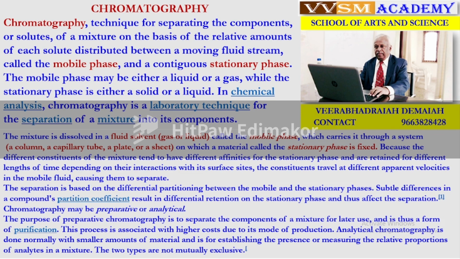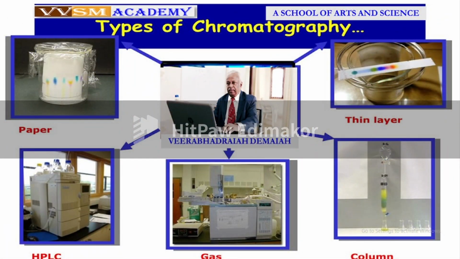Analytical chromatography is done normally with smaller amounts of material and is for establishing the presence or measuring the relative proportions of analytes in a mixture. Types of chromatography: paper chromatography, HPLC, gas chromatography, column chromatography, thin layer chromatography.